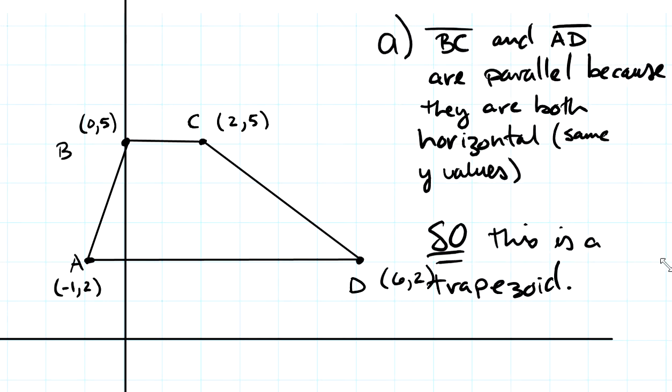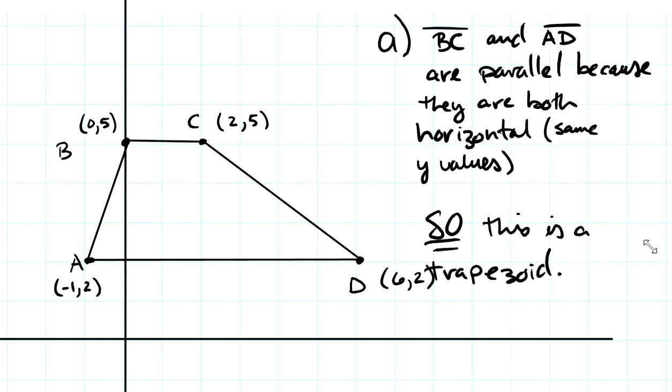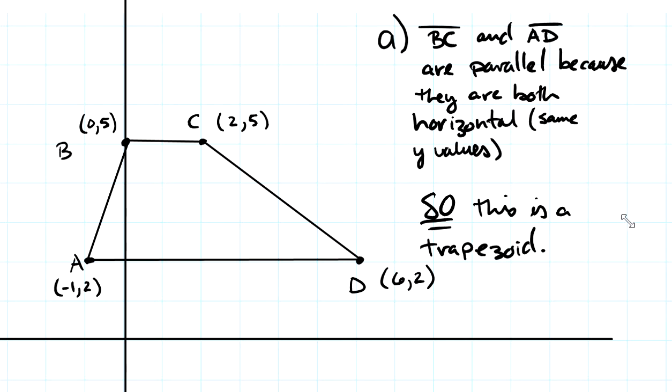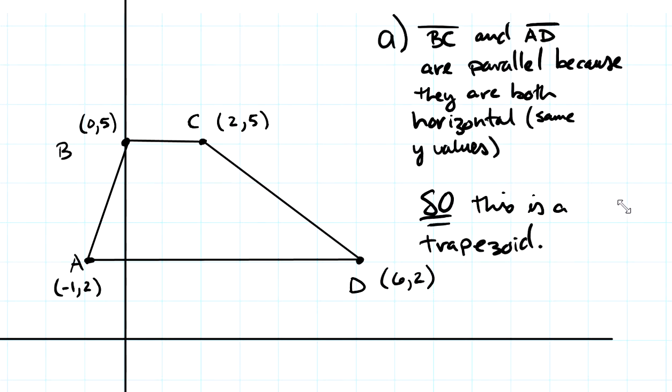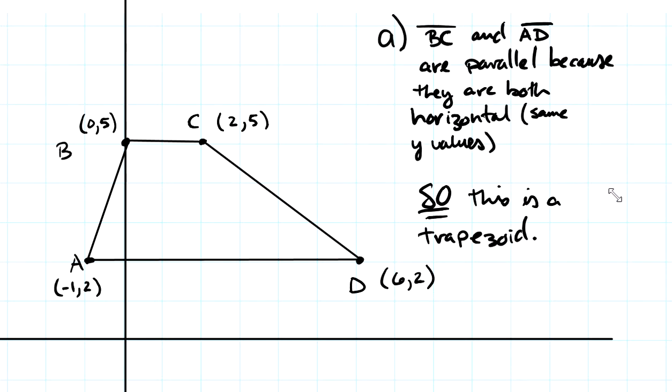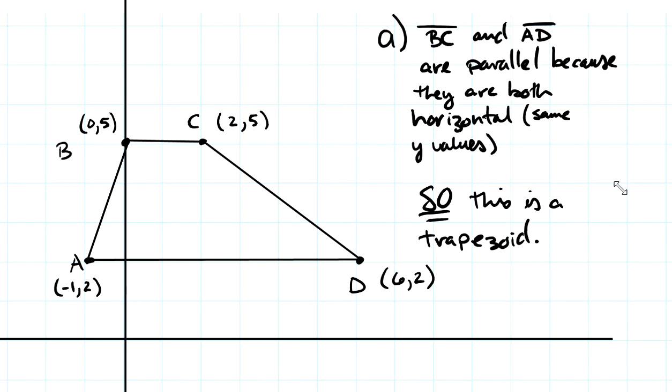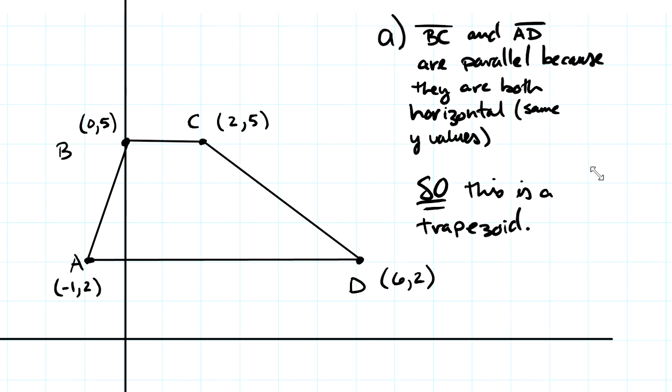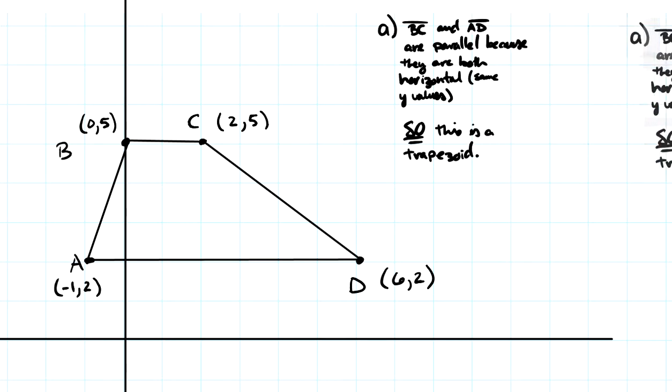And I put this down here, BC and AD are parallel because they're both horizontal. They do have the same y values there, so they have a slope that equals 0. So this is a trapezoid. So we're starting out with the trapezoid. Let me move this out of the way.